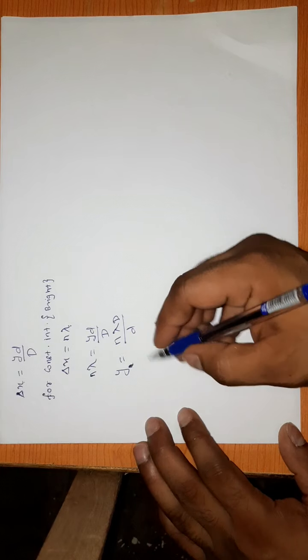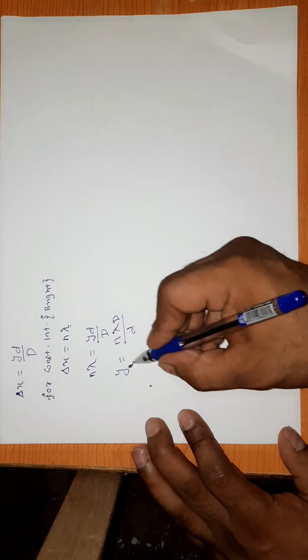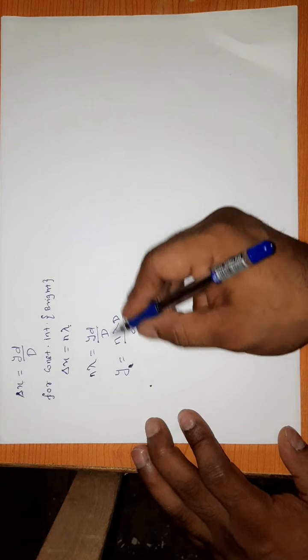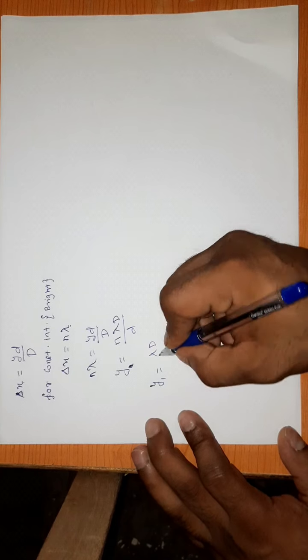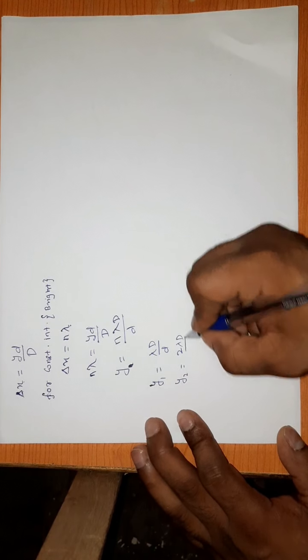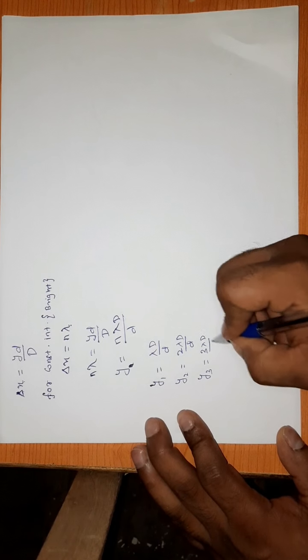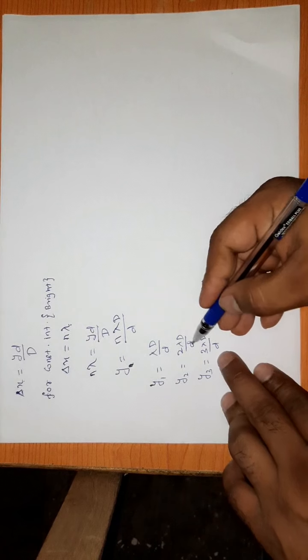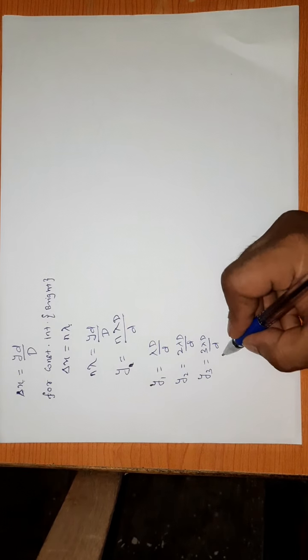Now we put the value of n here. If we put n is equal to 0, y is 0, central fringe. Now putting n is equal to 1, y1 is lambda D upon d. y2 is 2 lambda D upon d. y3 is equal to 3 lambda D upon d. It means D upon d is a multiple of lambda, 1, 2, 3 and so on.